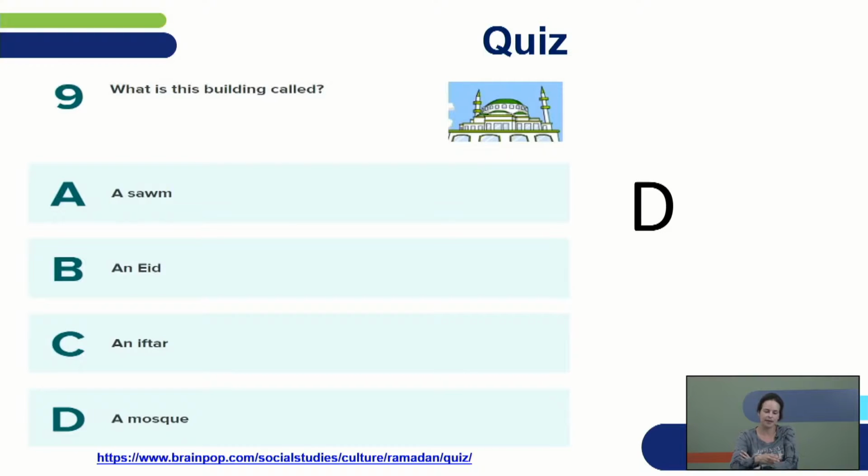Okay, because if you remember, A, a sawm, that's fasting. B, an Eid, that's a celebration or a festival. C, an iftar, that's the meal that they have every night when the sun goes down, to celebrate and to eat after not eating or drinking the whole day. So this is a mosque, this building here.